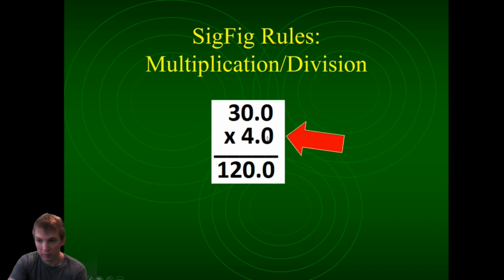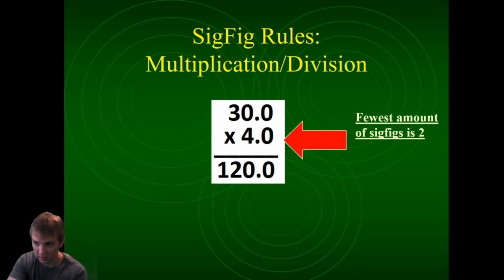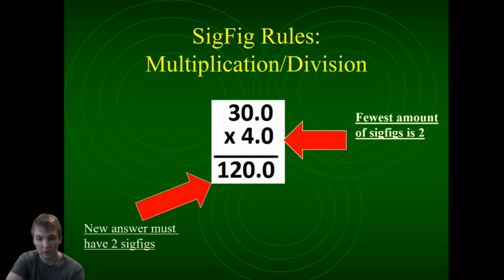Which one's the lowest number? This one. Fewest amount of sig figs is 2, which means my answer can only have 2 sig figs total. Not in the decimal portion, just total. For multiplication and division, you're looking at the whole number. Okay, so the new answer must have 2 sig figs. How would you report this number as 2 sig figs? Well, it's actually not too complicated. You would report it as 120.